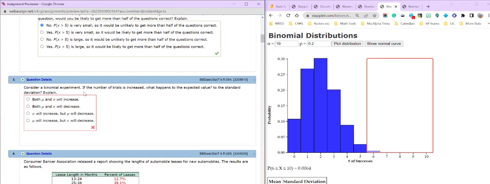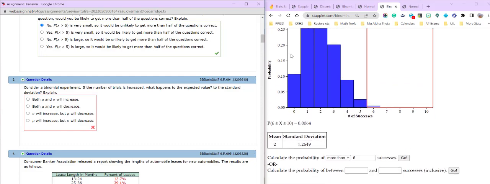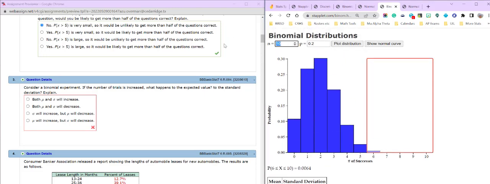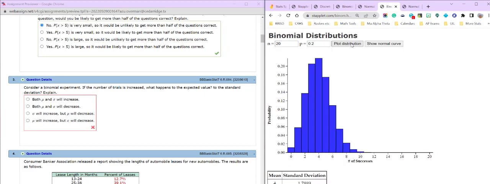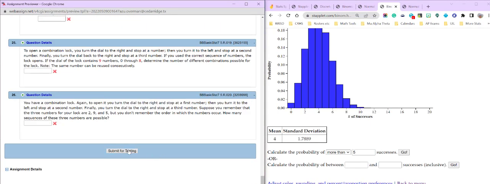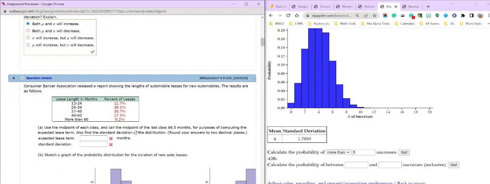Consider a binomial experiment. If the number of trials is increased, what happens to the expected value and to the standard deviation? So we're going to go ahead. Currently, we have 10 trials. I might as well use this. So currently, the mean is 2, and the standard deviation is 1.264. So let's do 20. So all I'm doing is changing the trials. So now the mean is 4, and the standard deviation went up. So both will increase. All right. That's an easy way to test. Just put in a bigger number. There you go.